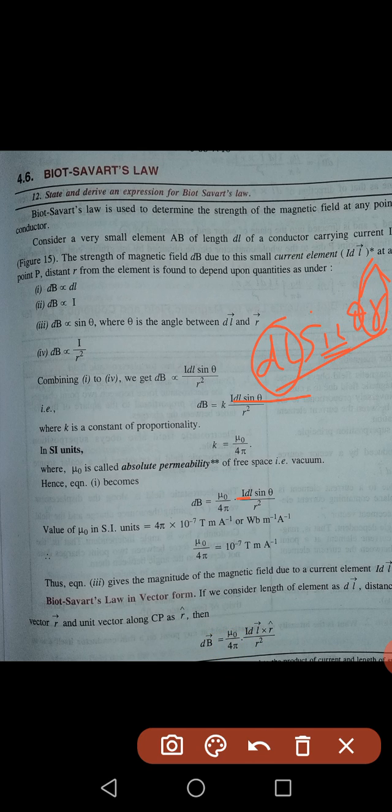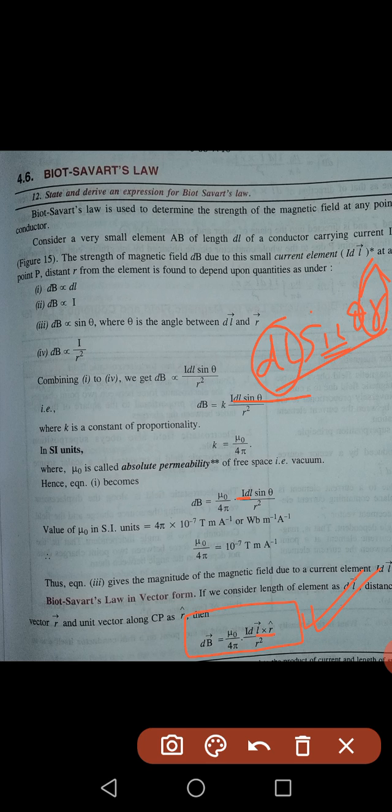It will remain as it is. R square was there, remain as it is. Here, since it was sin theta, we can write dl cross r cap. And once we write it, the right hand side also becomes a vector, because it's a cross product of two vectors. Cross product of two vectors is what? Another vector. So this is the vector form of Biot-Savart's law. I hope it is clear.